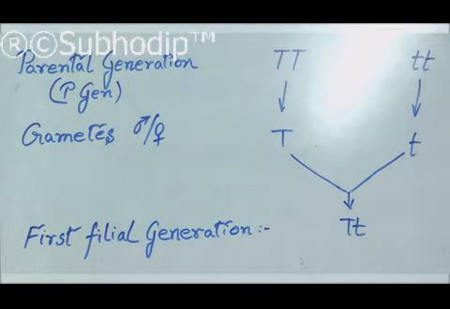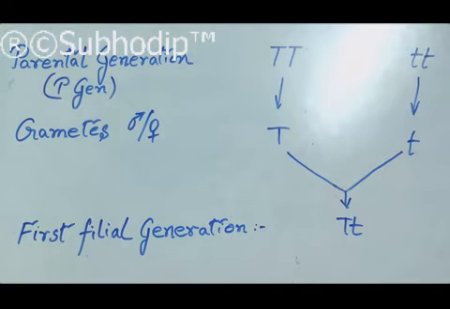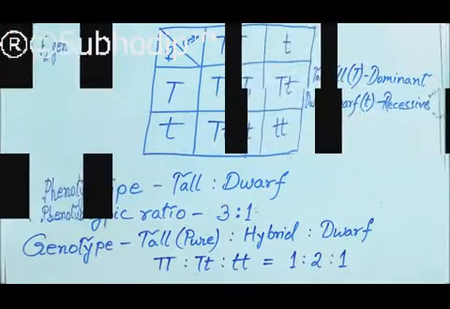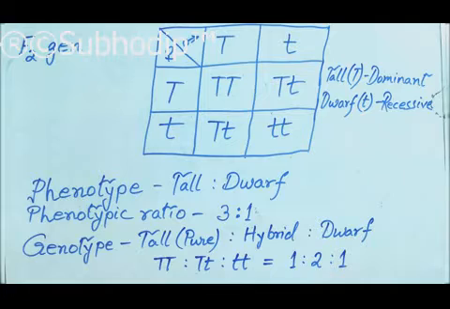Mendel crossed a tall variety of pea plant with a dwarf variety of pea plant. He obtained that all the plants of the first filial or F1 generation were tall. When the plants of the F1 generation were self-fertilized, both tall and dwarf plants appeared. The phenotype and the phenotypic ratio, and the genotype and the genotypic ratio, are shown in the following checkerboard.